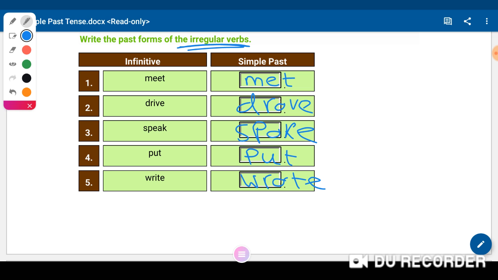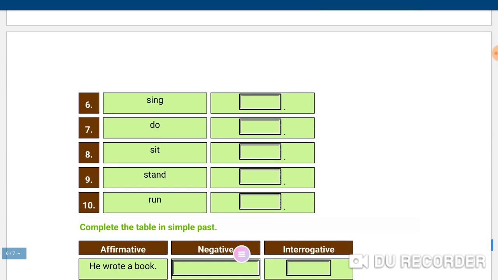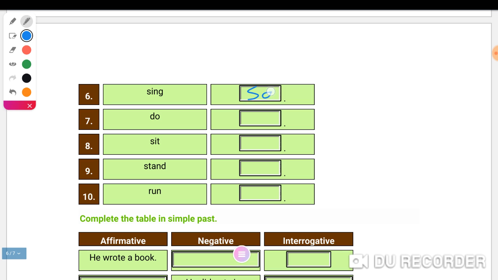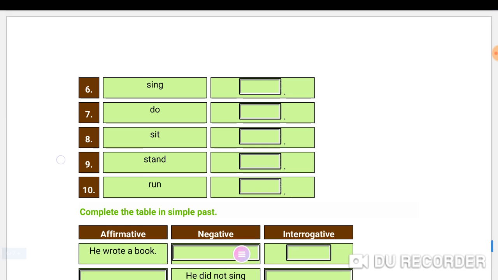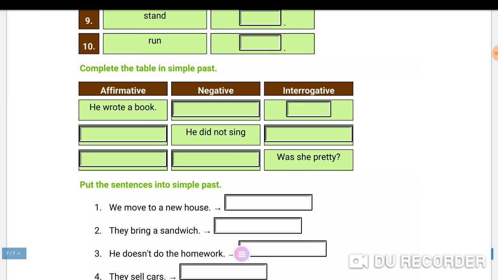All these are irregular verbs. They are strange. What else? Sing, sang. Do, did. Sit, sat. Stand, stood. Run, ran. Sorry, I'm writing in a hurry because I wanna finish this as quickly as I can.